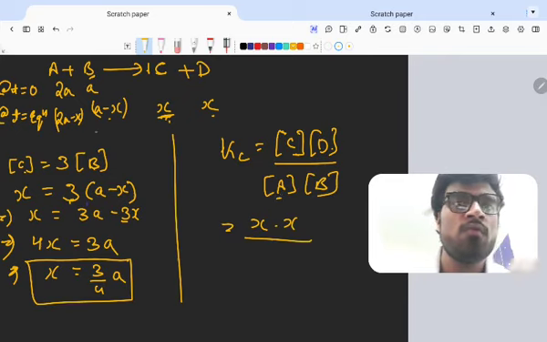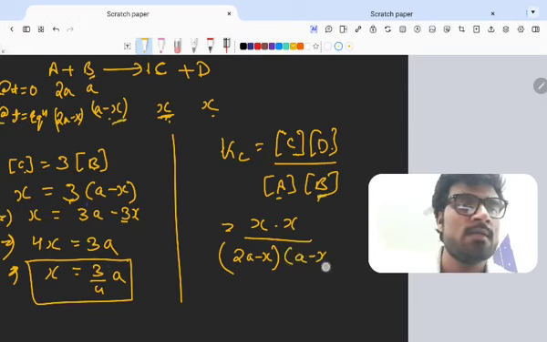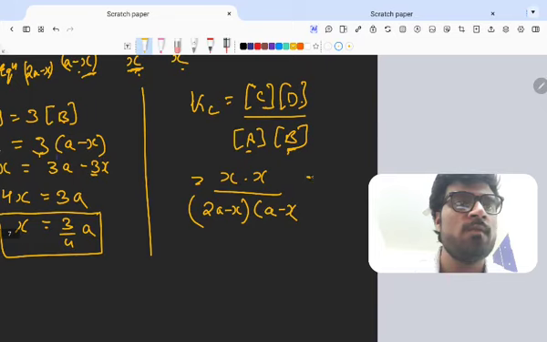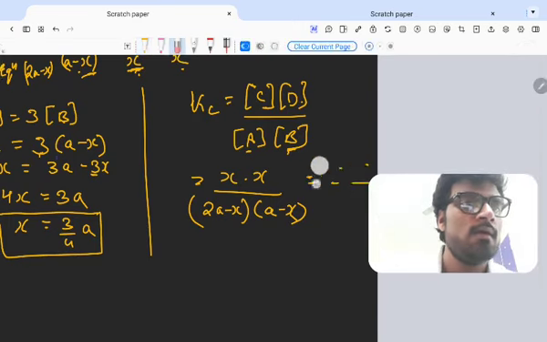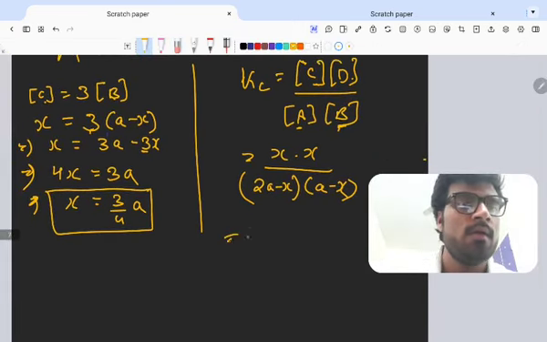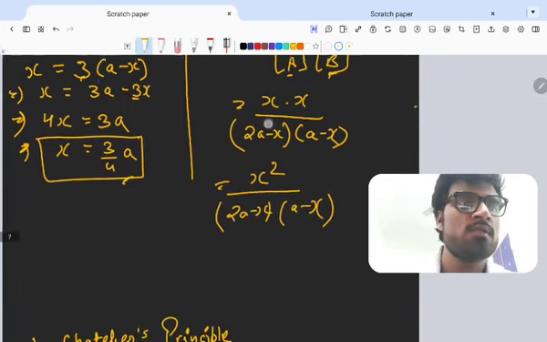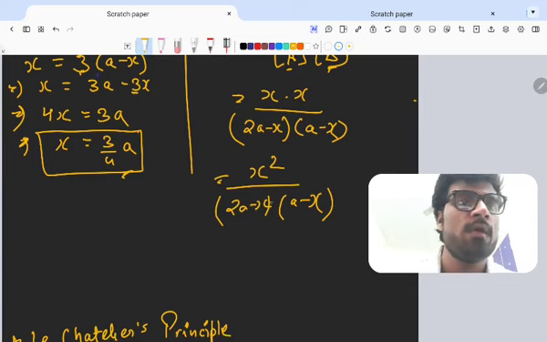And the concentration of A at equilibrium is 2a minus x. Very good. Similarly, the concentration of B is also a minus x. If I solve this, what will I get? It gives x square upon 2a minus x, let us keep it like this only, x square upon 2a minus x into a minus x. And what is the value of x? As you can see from this equation, 3 upon 4 a.